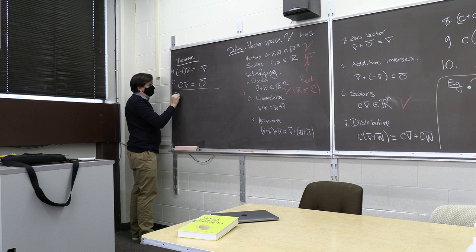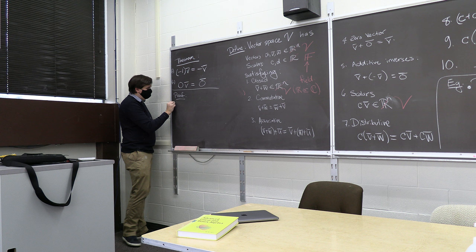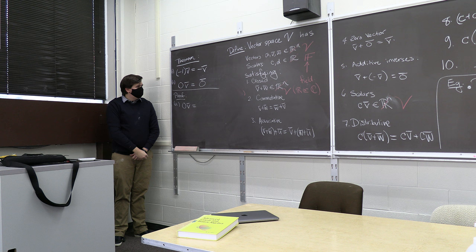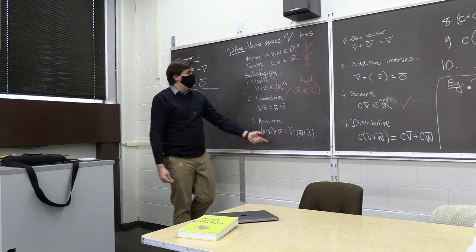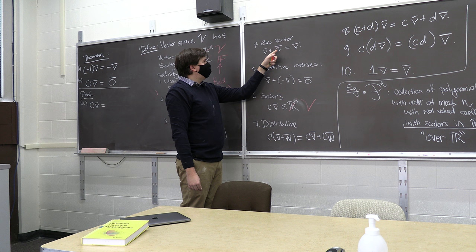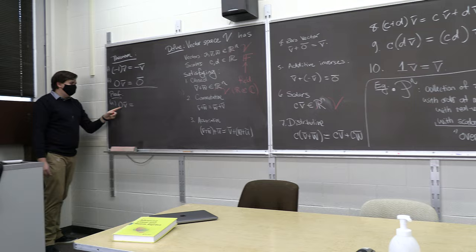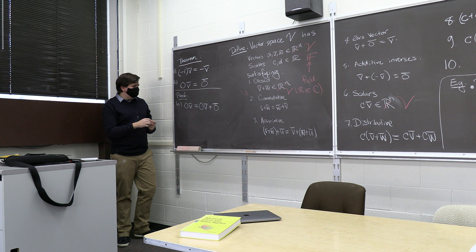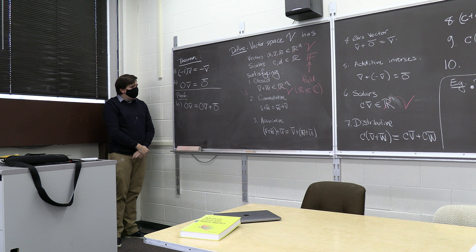Proof. Let's prove the second one first. I'm going to start with this thing and end up with a 0 vector. How? These are the tools I have. Well, let's make use of this 0 vector property. I can add 0 to anything and it remains the same. That is, 0 times the vector v is the same as 0 times the vector v plus the 0 vector. Happy with that? Now what we really want is just this guy by himself. But we're getting there. Okay, we at least have the 0 vector on the board now.